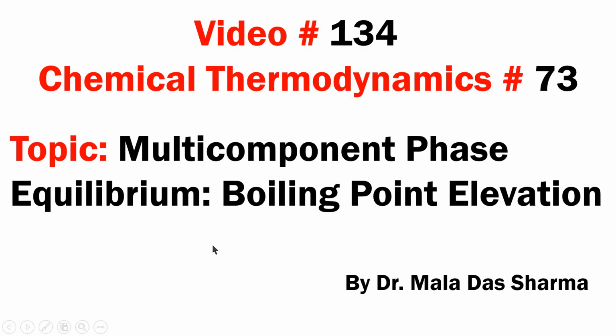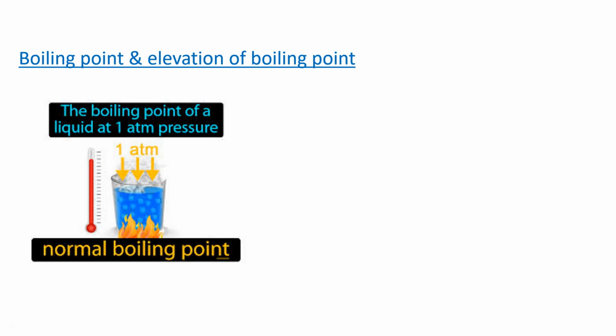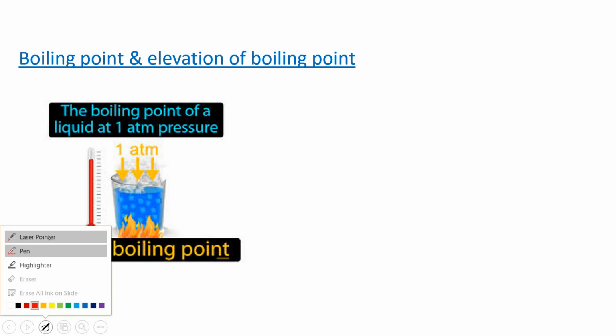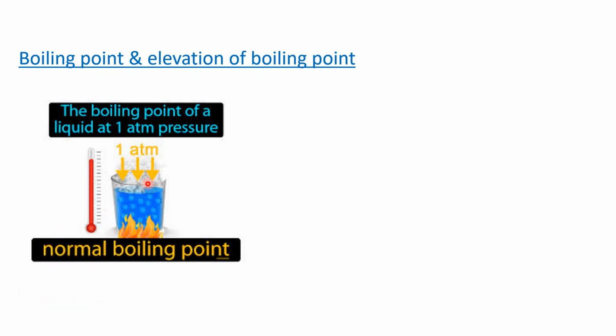So let's start. What is boiling point? Boiling point, we know, is the temperature at which the vapor pressure of the liquid becomes equal to the atmospheric pressure. Say for water, the boiling point of water is 100 degrees centigrade. What does it mean? It means that at 100 degrees centigrade, the vapor pressure of water becomes equal to atmospheric pressure, that is 1 atmosphere pressure. And the boiling point is the temperature where the vapor phase and the liquid phase are in equilibrium. They remain in equilibrium.